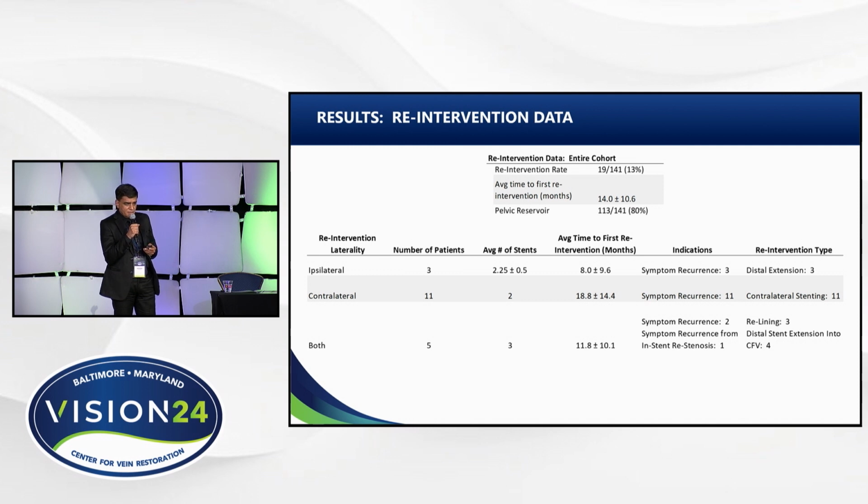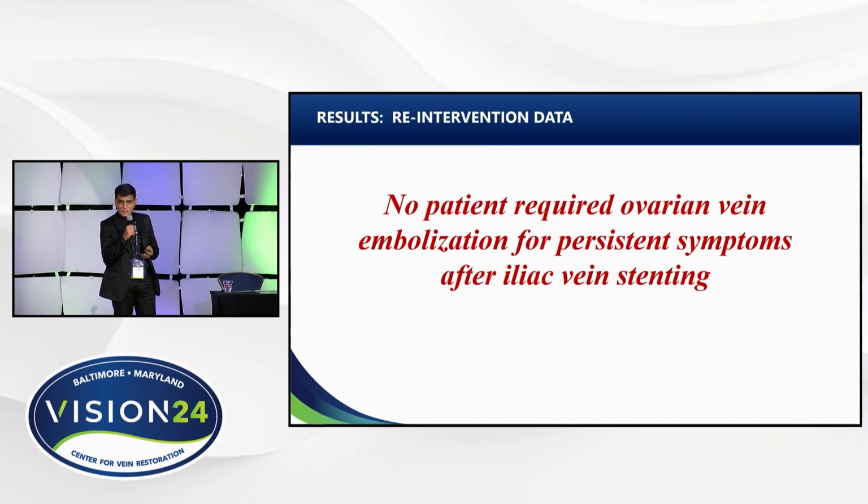Coming to the laterality, 3 patients required ipsilateral stenting, 11 patients required contralateral stenting from the index procedure, and 5 patients required ipsilateral and contralateral stenting. The indication in all of these patients was symptom recurrence, and the reintervention type was distal extension on the ipsilateral side in 3 patients, contralateral stenting in 11 patients, relining of the stent in 3 patients who had required bilateral stenting. So none of these patients required ovarian vein embolization for persistence of symptoms after iliac vein stenting.